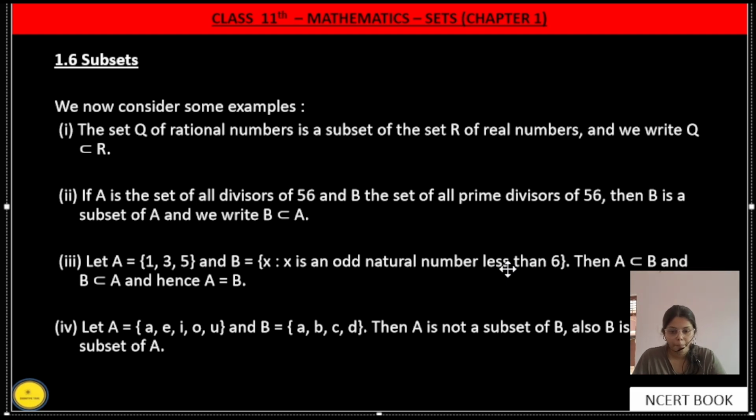Now the next example is, let A be {a, e, i, o, u} and B equals {a, b, c, d}. Then A is not a subset of B. Also B is not a subset of A, because they contain very few common elements, like A contains small a and B also contains small a, which is not a subset.